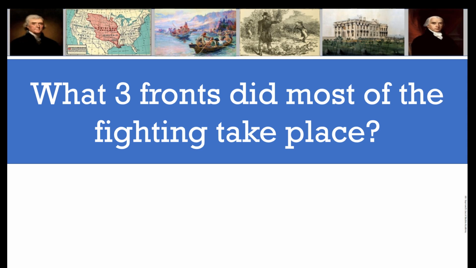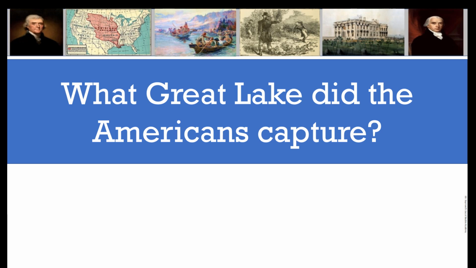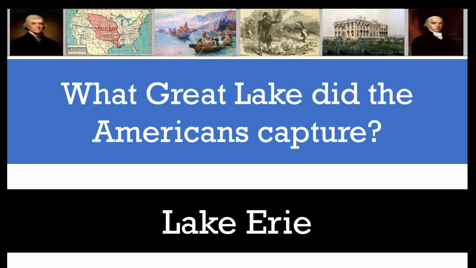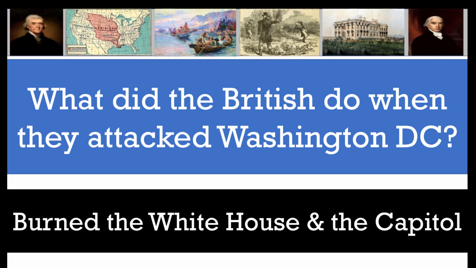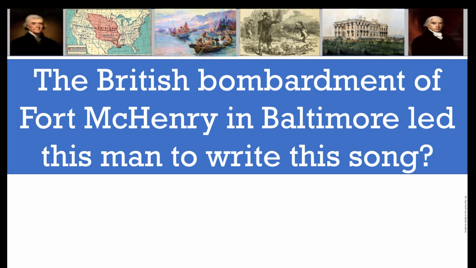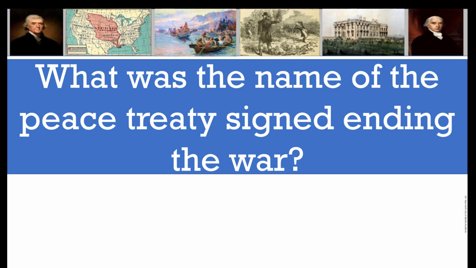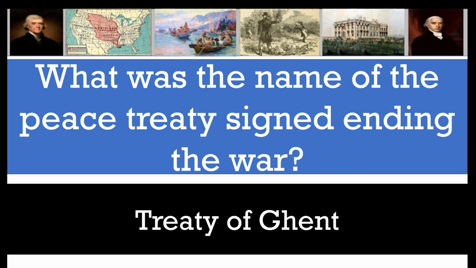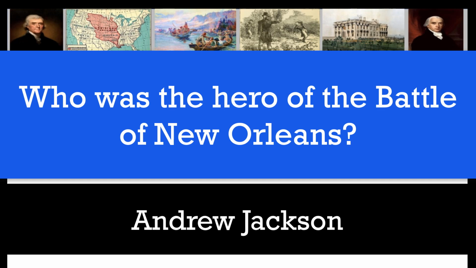What three fronts did most of the fighting take place on? Canada, the Atlantic, and the South and Southwest. What Great Lake did Americans capture? Lake Erie. What did the British do when they attacked Washington, D.C.? Well, they burned the White House and the Capitol. The British bombardment of Fort McHenry in Baltimore led to this man writing this song, Francis Scott Key and the Star-Spangled Banner. What was the name of the peace treaty signed that ended the war? The Treaty of Ghent. Who was the hero in the Battle of New Orleans, which took place after peace had already been declared? Andrew Jackson.